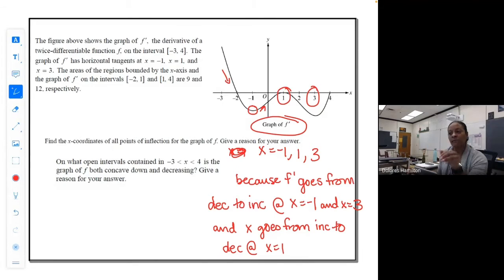When you are given information about the derivative graph, you have to explain your reasoning using the derivative graph. You can't say it's because f changes concavity at those points. You need to specify what's going on with the derivative.